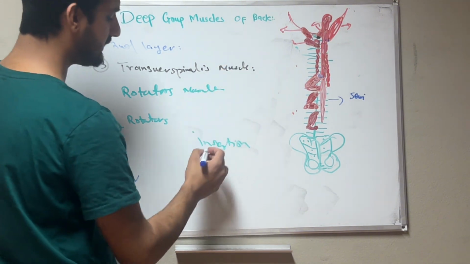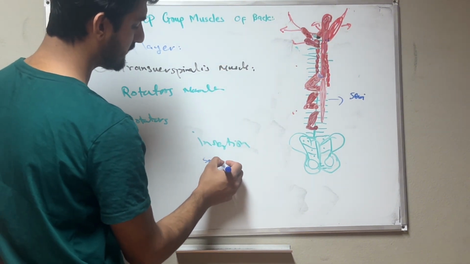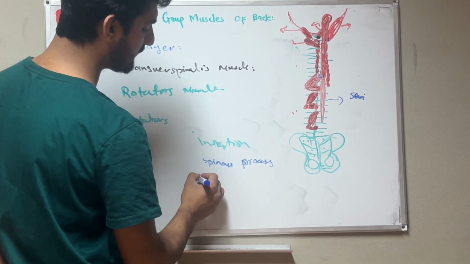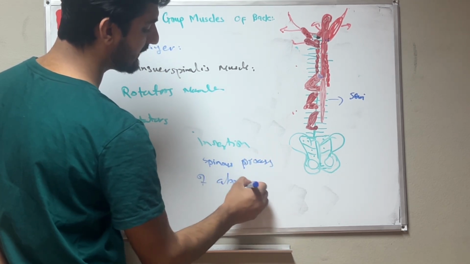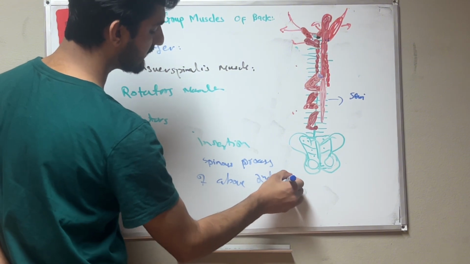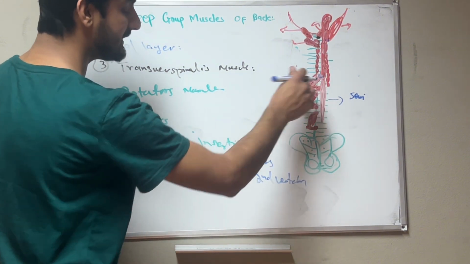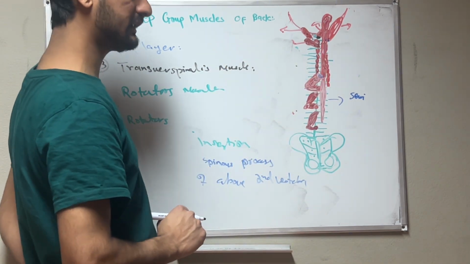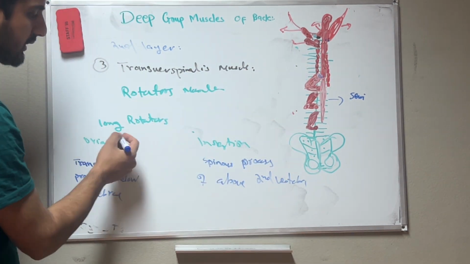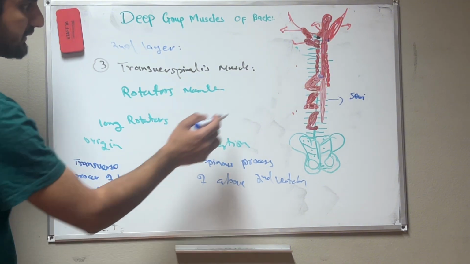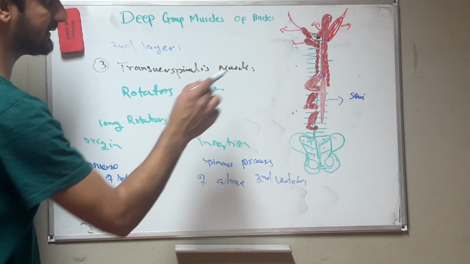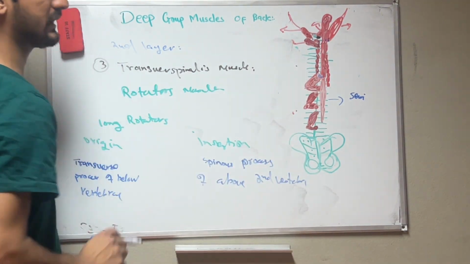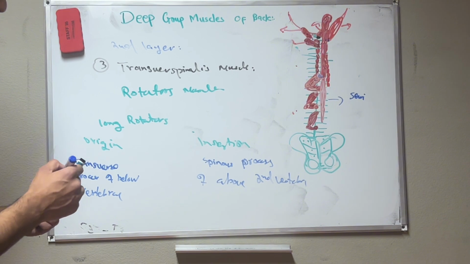It inserts into the spine process of the second vertebra above. What is the second vertebra above? They skip one vertebra and insert into the spine process of the next vertebra. Again repeating, the long rotator muscle originates from the transverse process of the below vertebra and inserts into the spine process of the second vertebra, skipping one. These are the long ones.